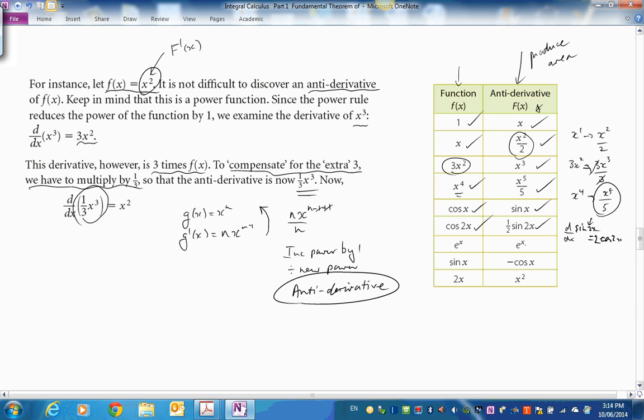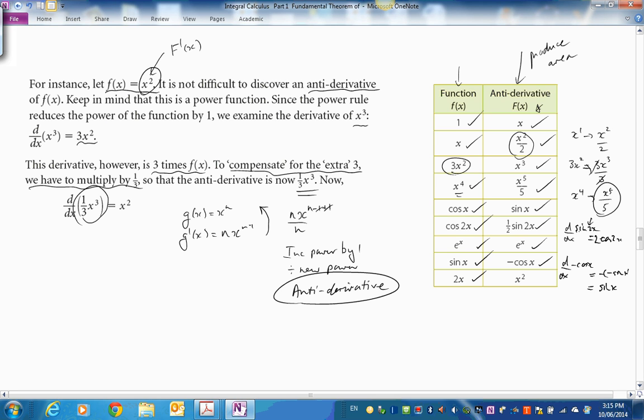e to the x is just itself. Antiderivative. Which function when differentiated gives sine? It's minus cos. Because do you remember, if you differentiate cos, you get minus sine. And then you've got the minus in front of it, making a plus. So it's a little bit tricky here.